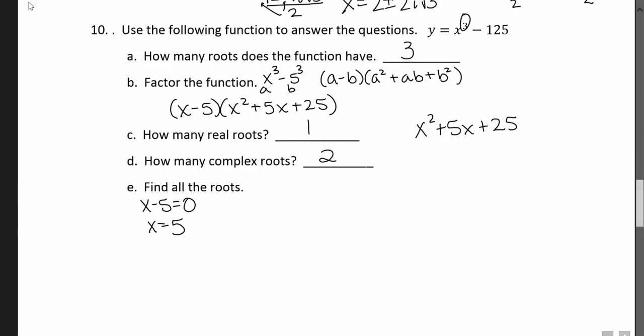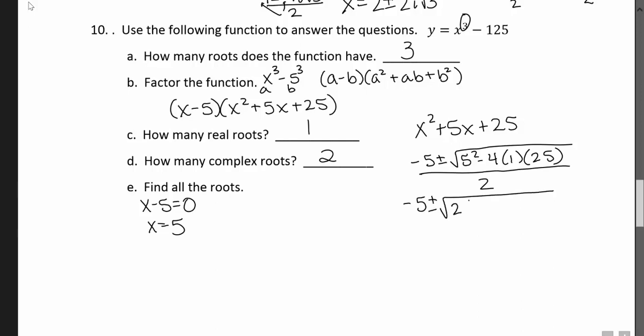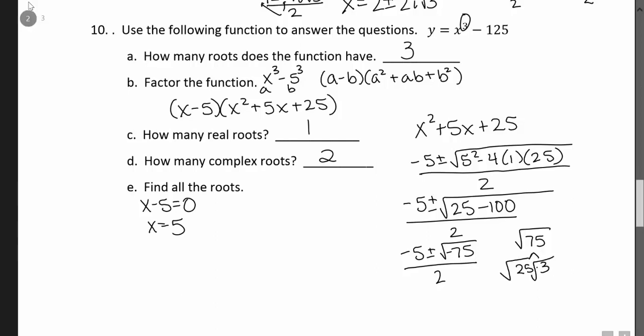So now let's go through and use the quadratic formula. Negative 5 plus or minus the square root of 5 squared minus 4 times 1 times 25 all over 2. So negative 5 plus or minus, this is 25 minus 100. So I get negative 5 plus or minus the square root of negative 75 over 2. Whoa, I don't know where that 5 came from. Too many 5s. So let's just look at the square root of 75. That's 25 times 3, and I can square root the 25.